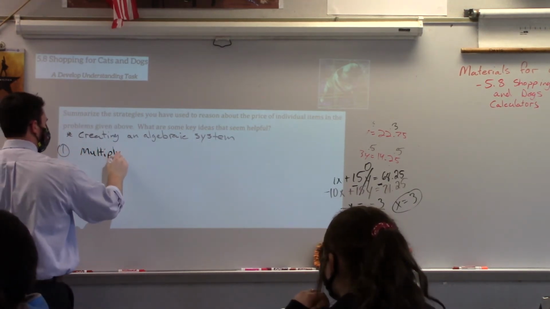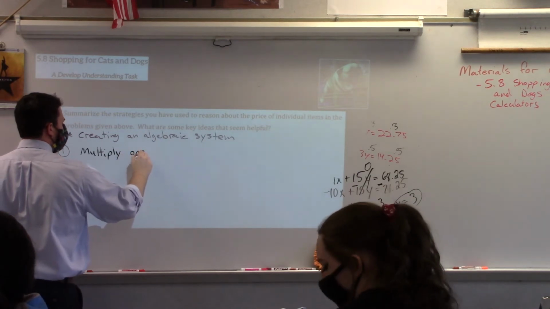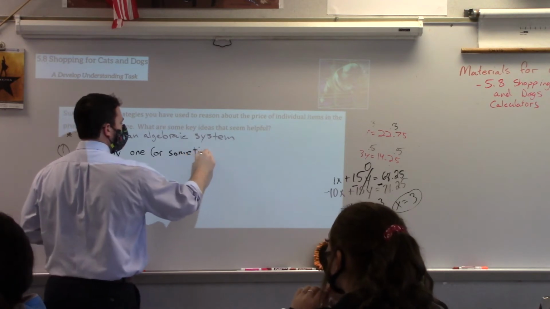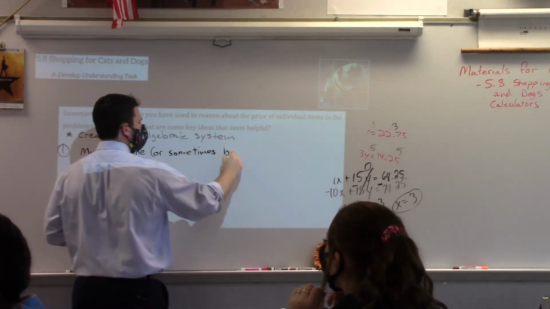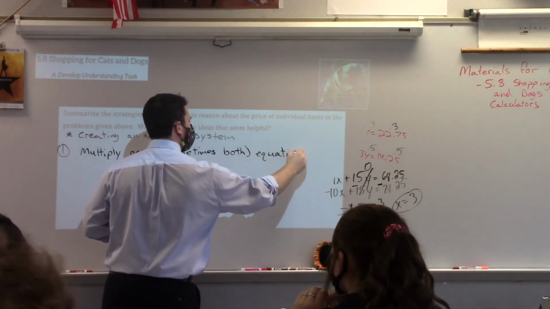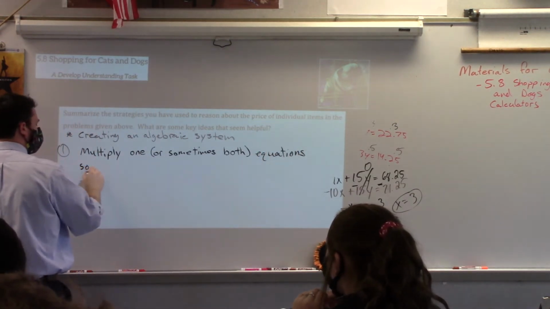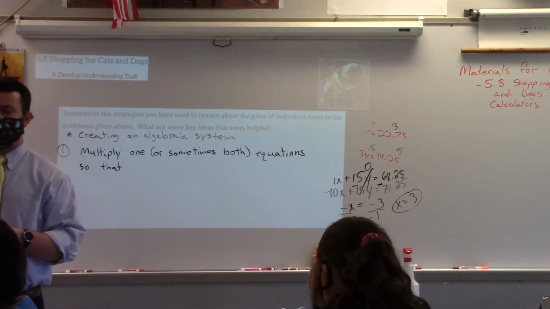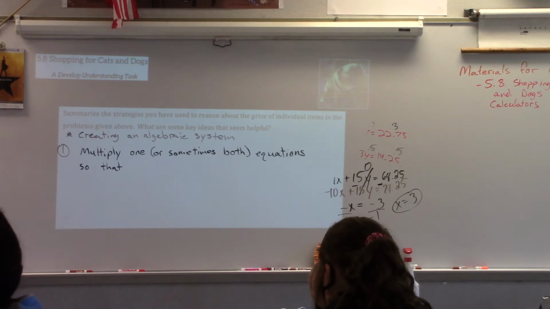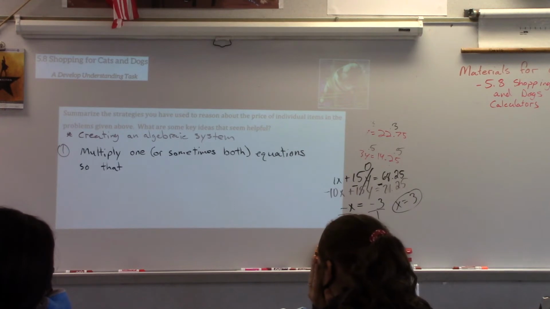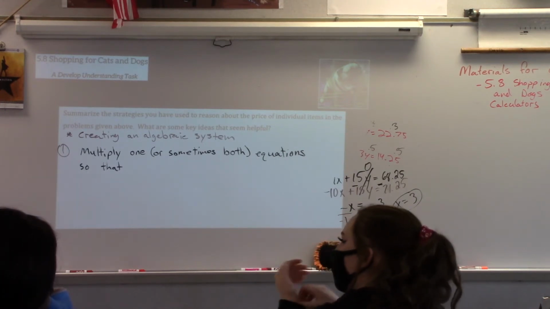Multiply one or sometimes both equations so that what? What was the goal of multiplying the equations? And I think you said earlier, what did you say earlier? What were we trying to get? To get the original price? That's what I said. Oh, is that what you said earlier? I thought you said something before that.